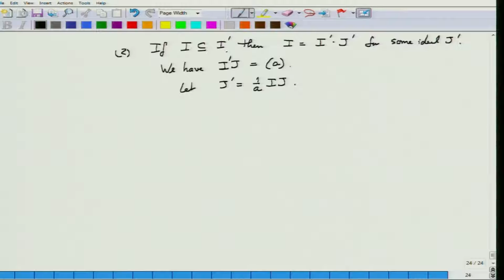See, I is contained in I dash. Since I dash times J equals the principal ideal generated by A, this is another way of saying that all elements of I dash J are multiples of A. So since I is contained in I dash, all elements of IJ are also multiples of A. And dividing by A simply means I just divide all those elements by A.